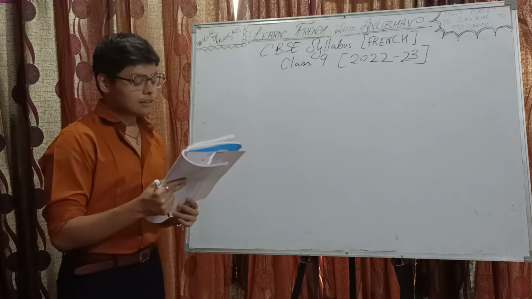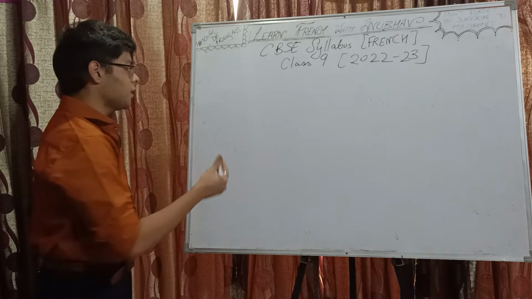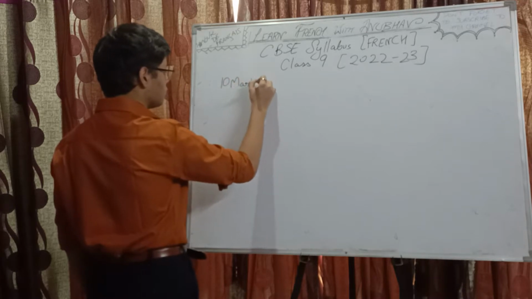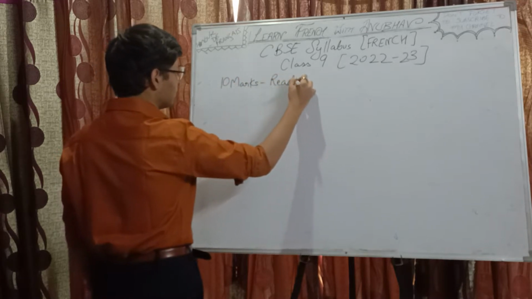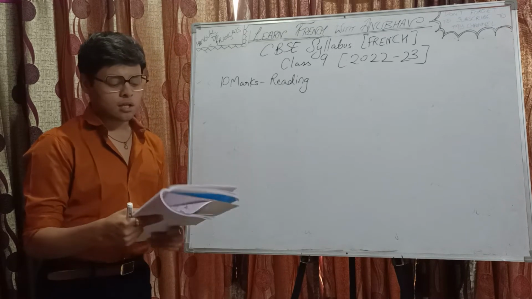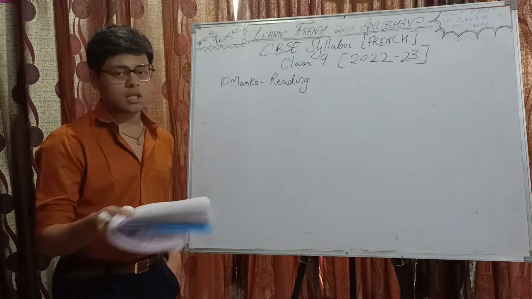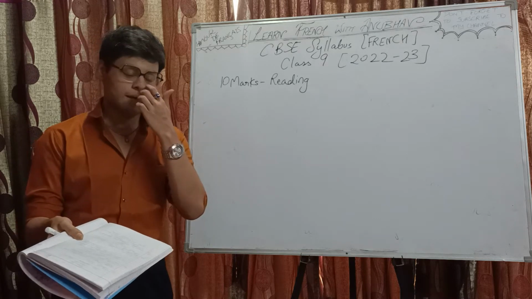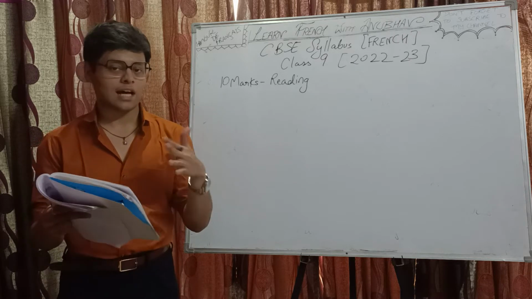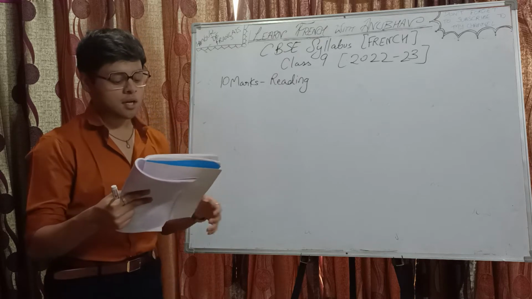First, we have to talk about the first section, which is the reading section, a 10 marker. 10 marks, reading section, comprehension passage. You will get a prose, probably of 150 to 200 words, not more than that. It will be either a factual passage or a descriptive passage. A factual passage tells about facts, and a descriptive passage gives a description of something.